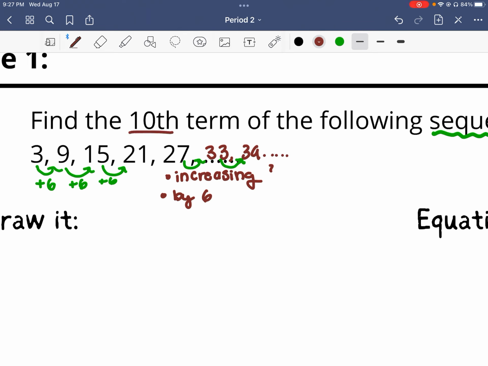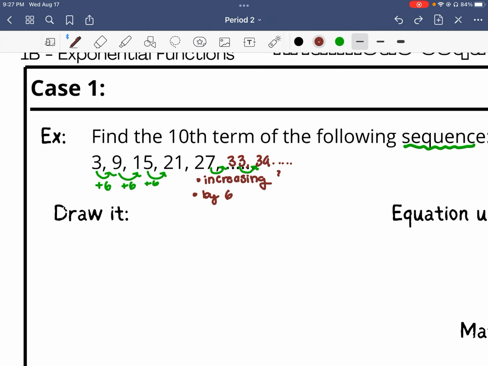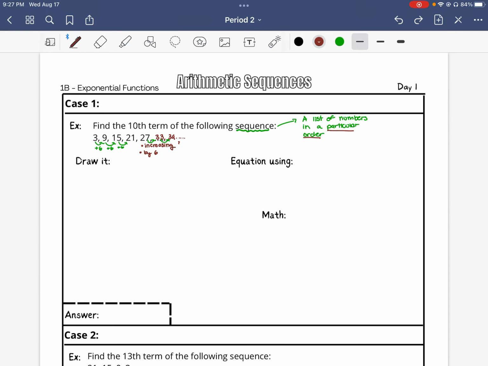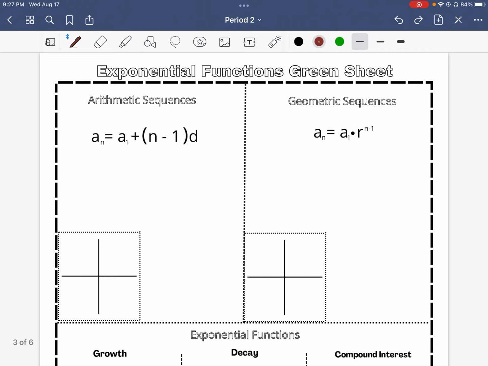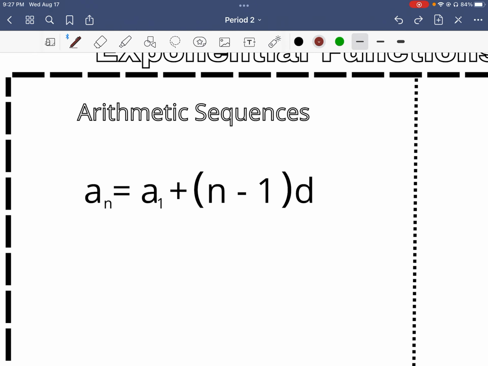To find the 10th term, you can either make a huge list or you could be a lazy mathematician and use a formula. So I'm going to give you the formula, which is right here on your green sheet, arithmetic sequences. As you can see, we have certain letters. The first letter that I see is N. So N is the term we are looking for.